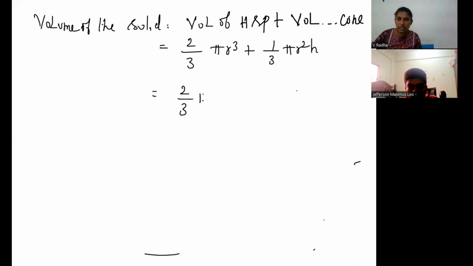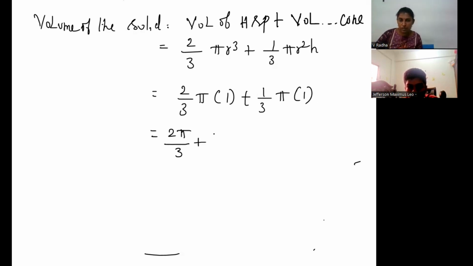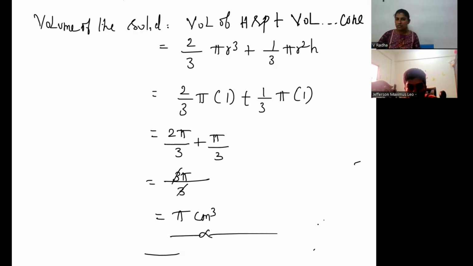Two-third pi r cube plus one-third pi r square h, where r is 1 and h is also 1. So 2π/3 plus π/3. Take a common denominator, we put it as 3. 2π plus π is 3π. Now this 3 gets cancelled. Pi centimeter cube. That's all. So do you have any doubt? No, ma'am. No doubt.